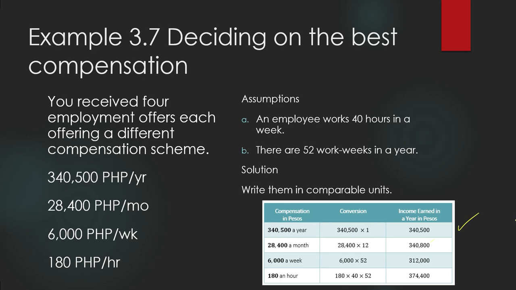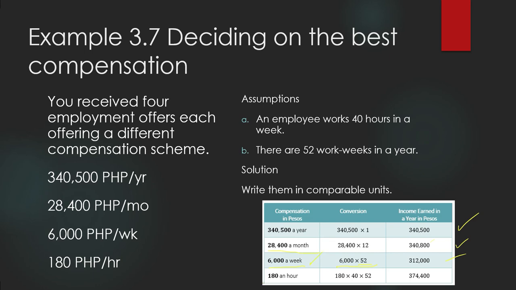The first one is 340,500 a year. If you will be paid 28,400 pesos in a month, in a year, this is the amount of income you will get: 340,800 pesos. If you will be paid 6,000 pesos a week, and there are 52 work weeks in a year, the amount of income that you will earn in a year is 6,000 pesos times 52. All in all, it is 312,000 pesos.